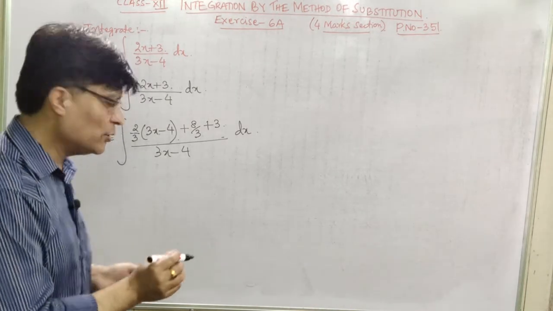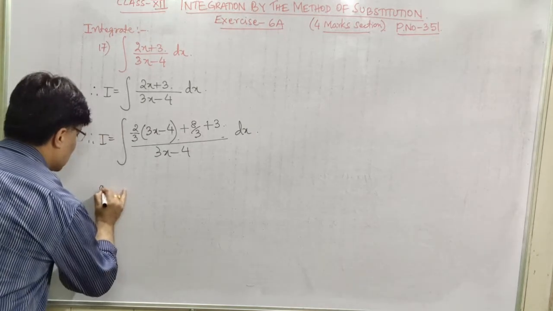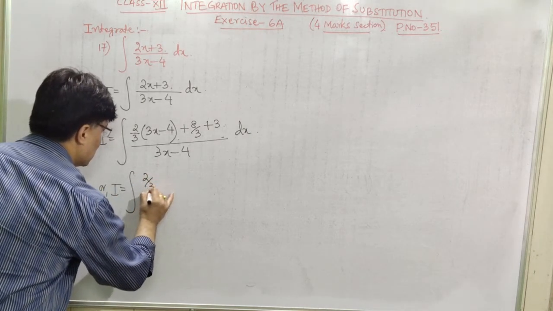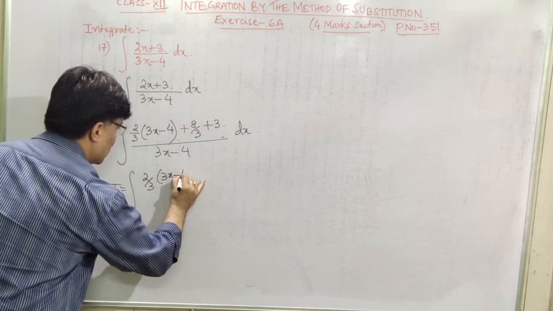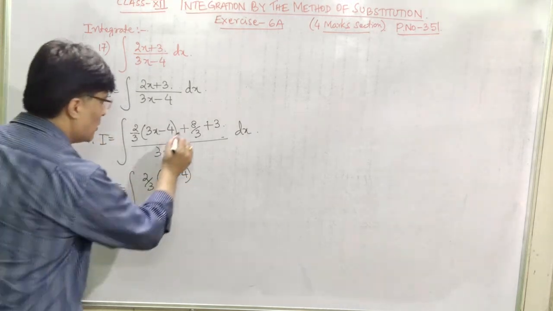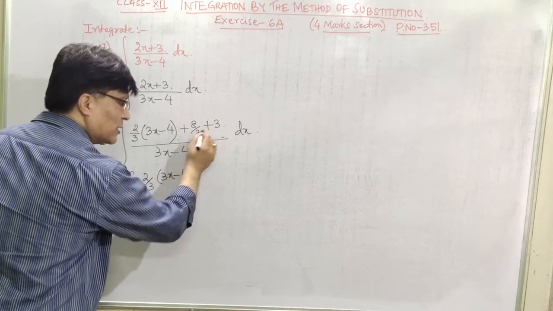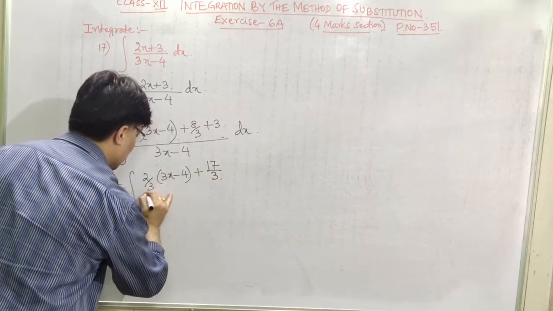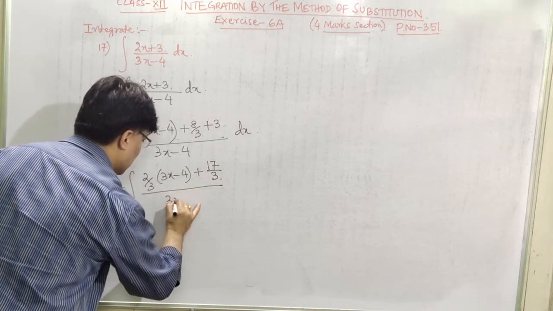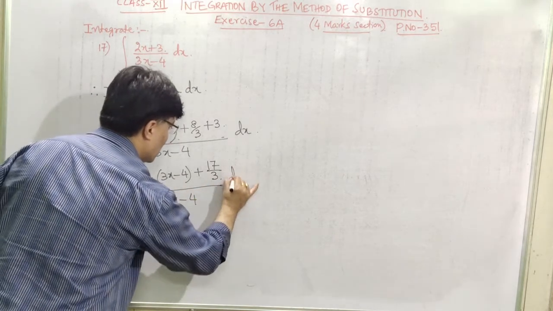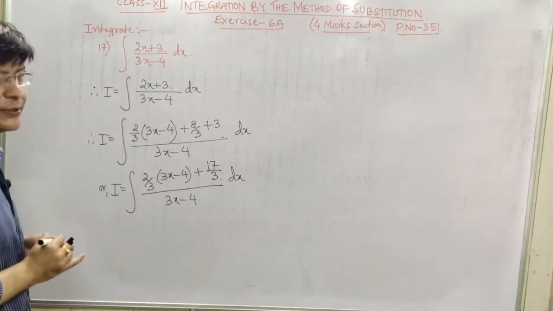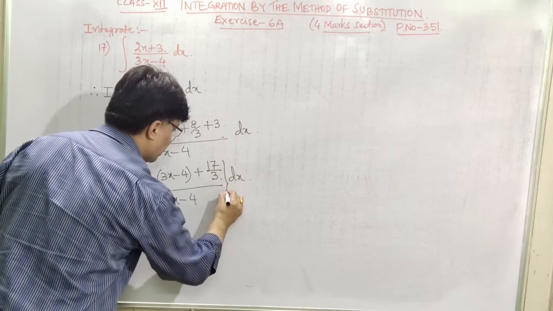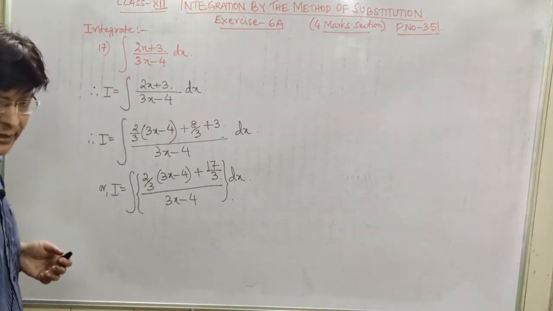So next, what will you do now? Let us simplify it. Or I is equal to integration of 2 by 3 (3x minus 4), then next, plus 8 by 3 plus 3. 3 is 9 plus 8 is 17. This is 17 by 3 whole divided by 3x minus 4. Then you should write here dx. So let us keep it within second bracket.